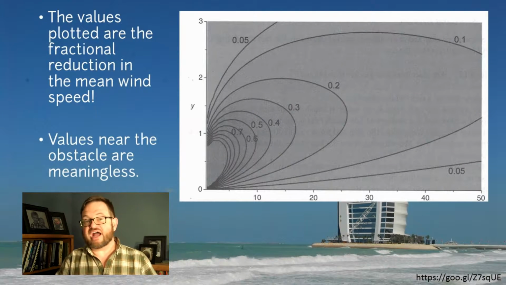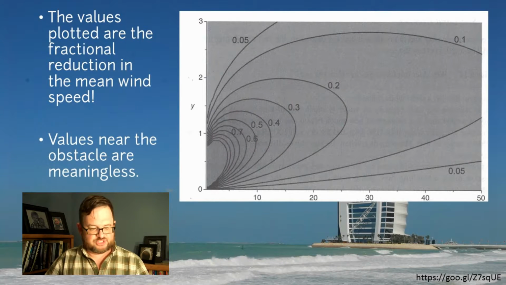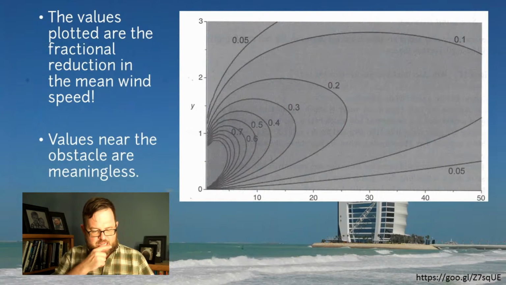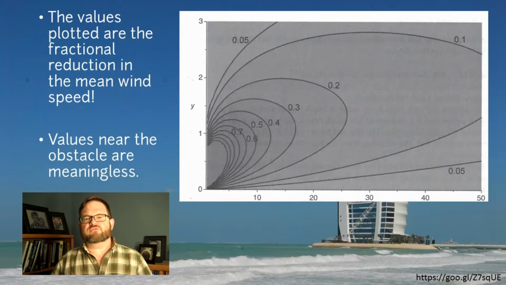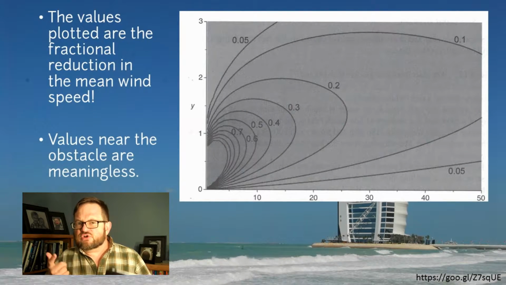And the contour of 0.5 means the wind is being reduced by 50%. And you can see that as you get closer and closer to the actual structure, the reduction in the wind gets to be more and more. In fact, it probably gets all the way up to 1. In fact, maybe it even gets to, oh, don't even worry about it. The values near the axis itself are meaningless.